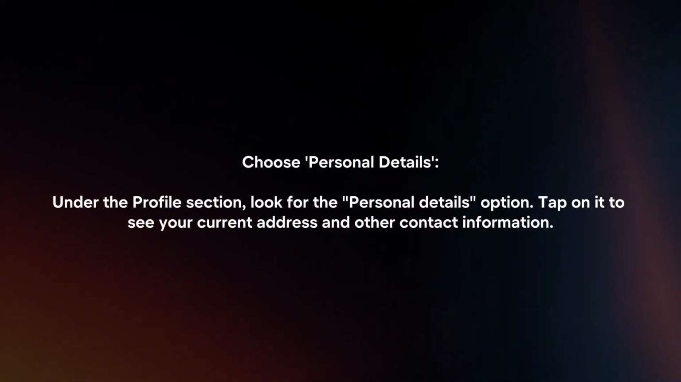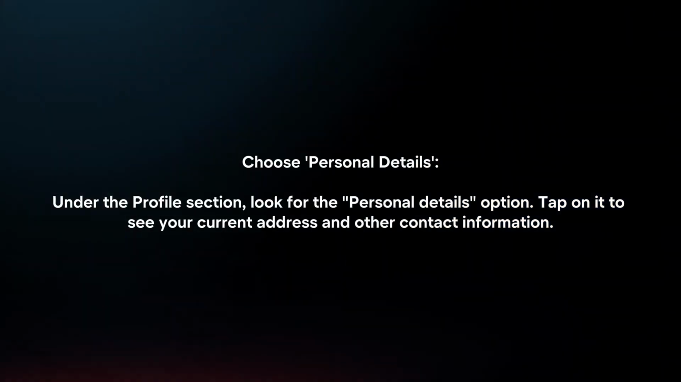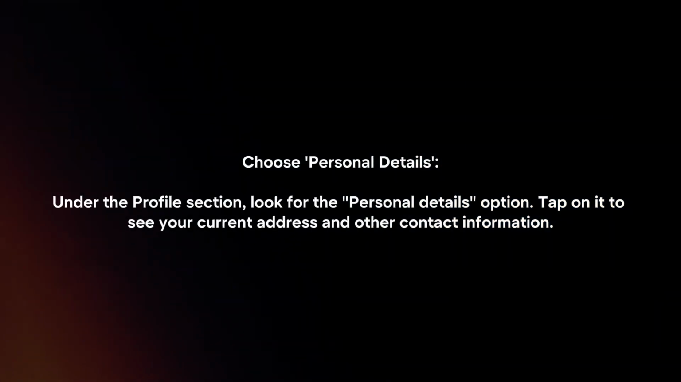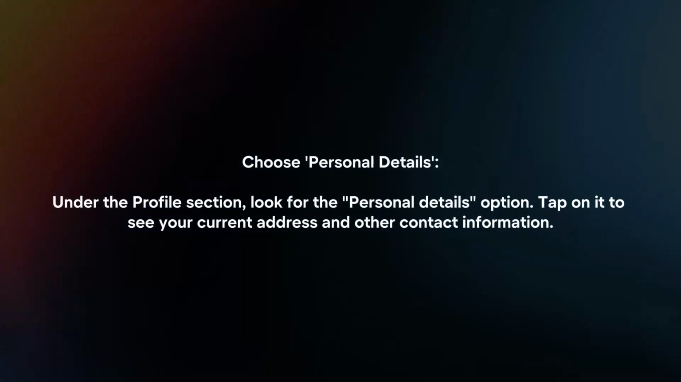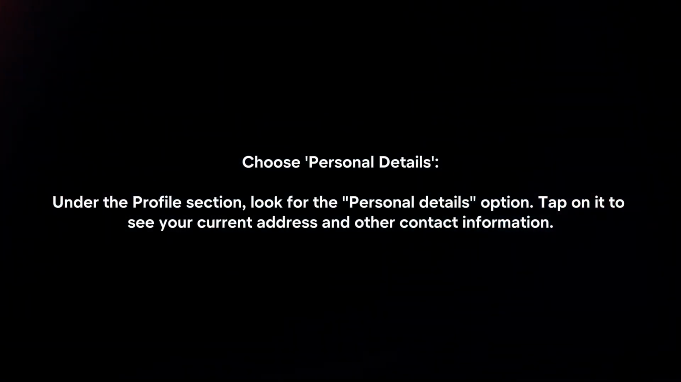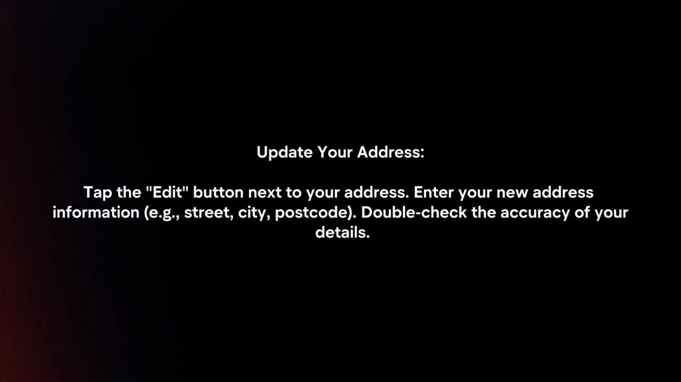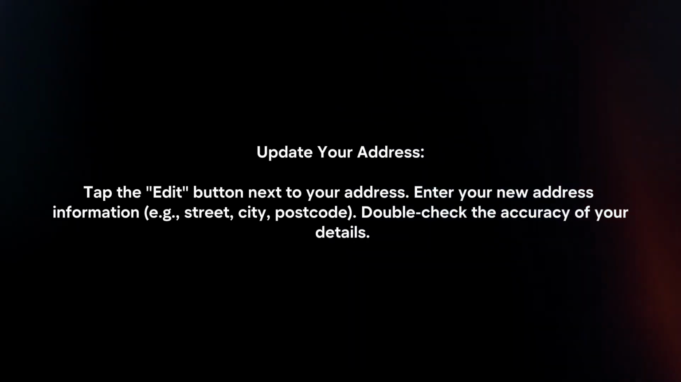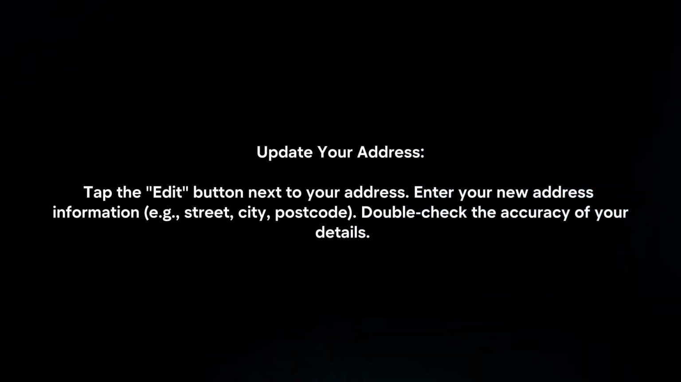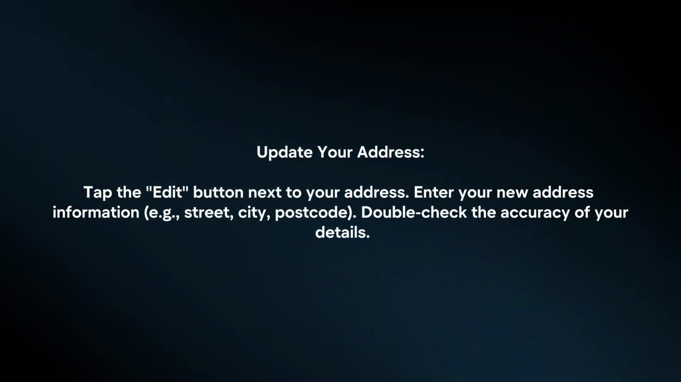Choose Personal Details. Under the Profile section, look for the Personal Details option. Tap on it to see your current address and other contact information. Update your address. Tap the Edit button next to your address. Enter your new address information. Double-check the accuracy of your details.